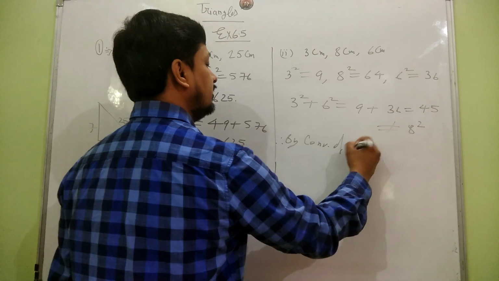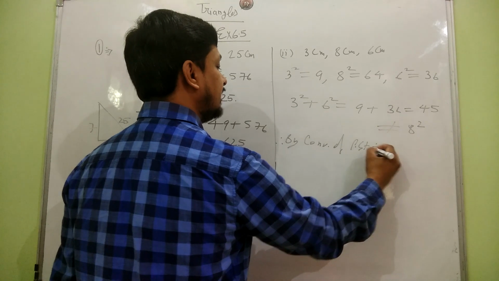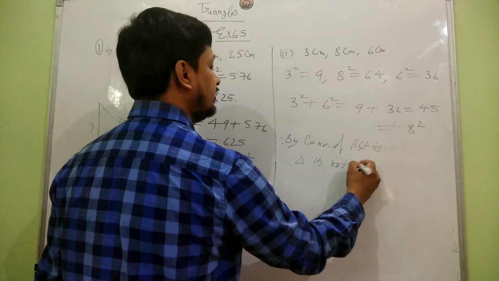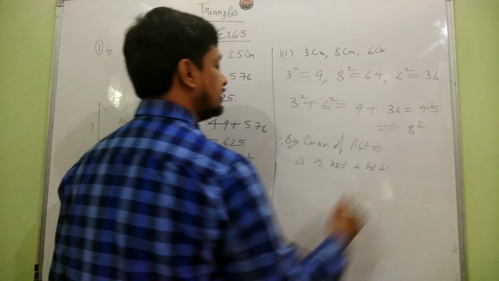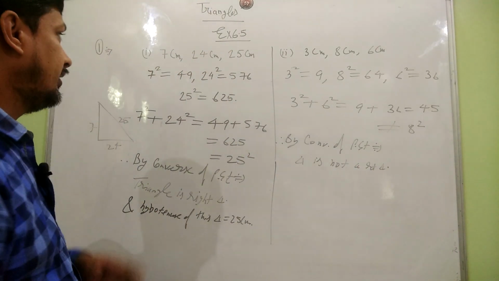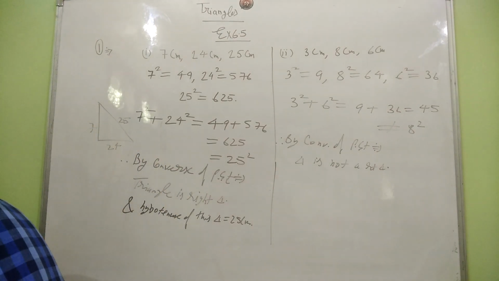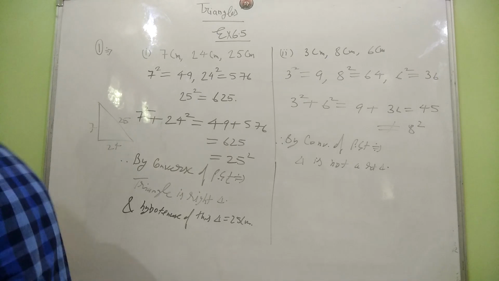So we can say again by converse of Pythagoras theorem, the triangle is not a right triangle. This is your answer. So this way you can do the rest of the two parts, second and third part. So now proceed to question number 2.